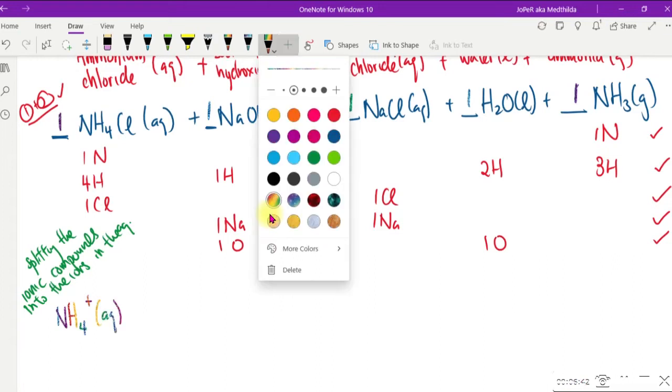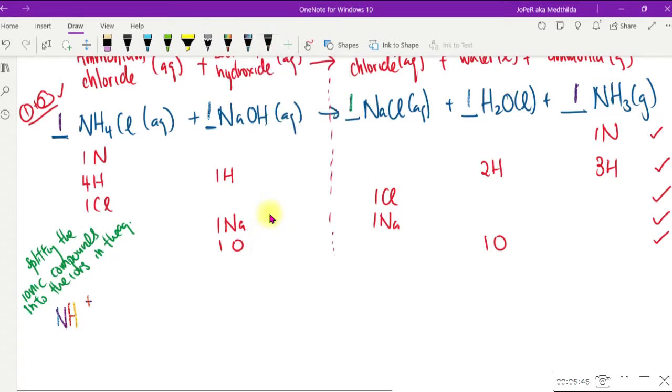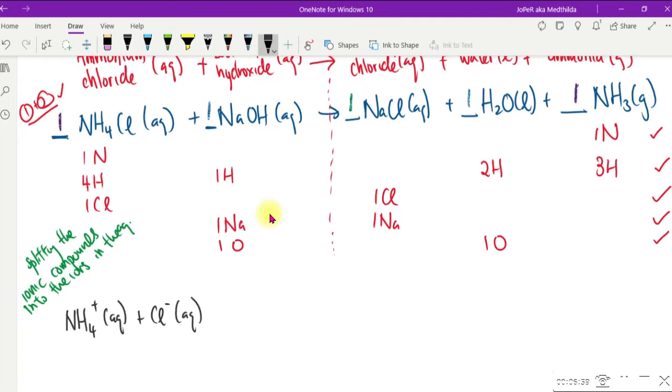Let's switch back to a standard color. NH4 plus in the aqueous state, chloride in the aqueous state. Because ammonium chloride is formed by the ammonium ion and the chloride ion, and their states are aqueous, that's why you're able to split them up.